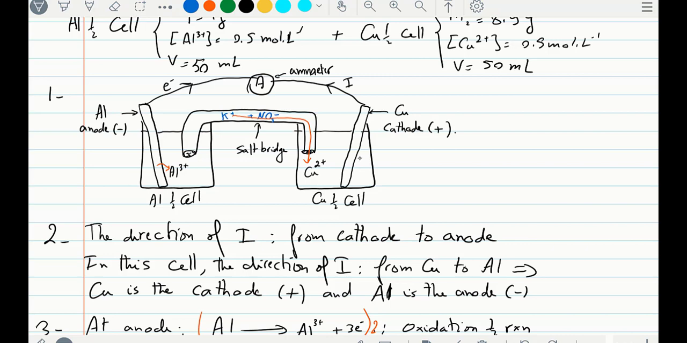Al is transformed into Al3+. Then the concentration of Al3+ increases while the concentration of SO4 2- remains the same. Then the concentration of Al3+ becomes bigger than the concentration of SO4 2-. That means the positive charge becomes bigger than the negative charge. We have an excess of Al3+ ions. Also, the excess of Al3+ ions move toward the cathodic half cell to keep the charge balance in the Cu half cell.